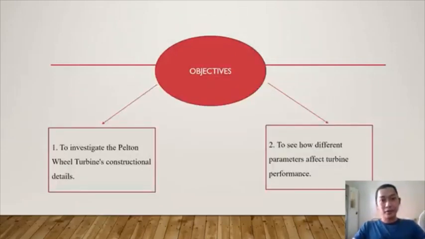The objective of this experiment is to investigate the Pelton wheel turbine's constructional details, and the second objective is to see how different parameters affect turbine performance. Like I said before, we will be using different types of parameters in order to find the highest efficiency rate.